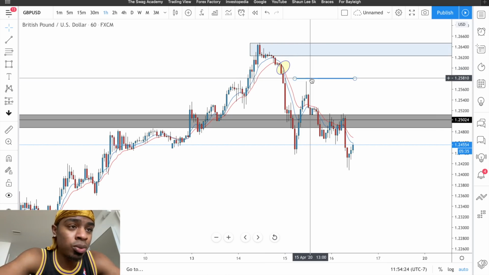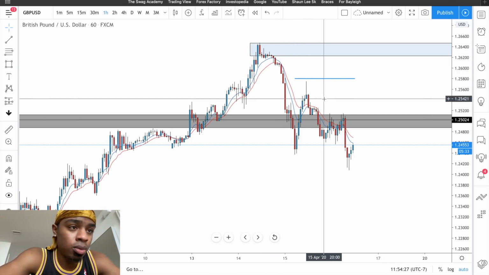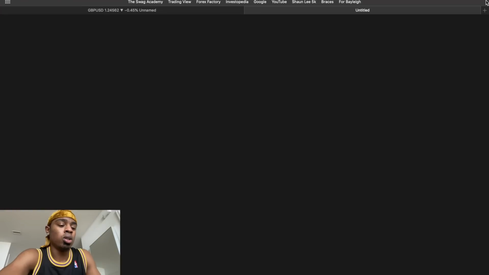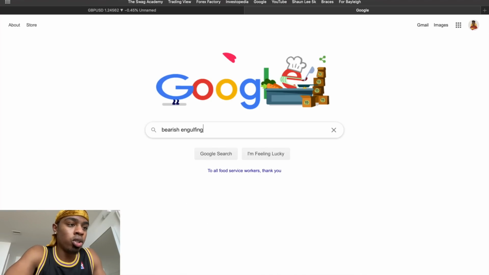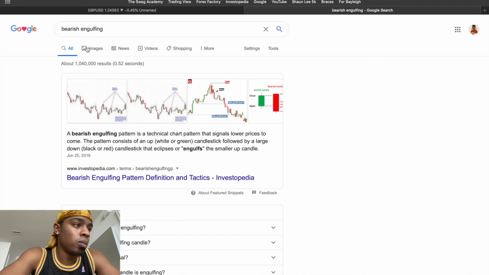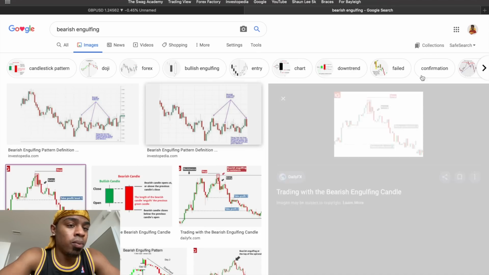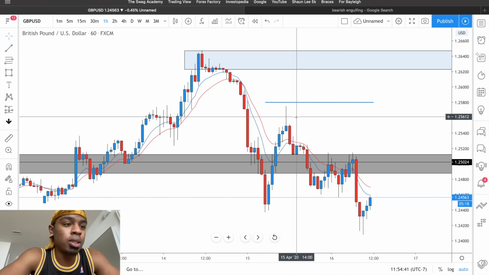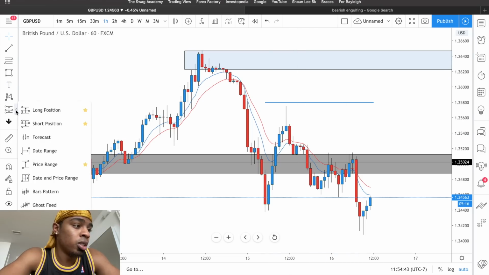Once it makes that lower high and that shooting star and that doji, guess what? Enter. Bearish engulfing. You guys should know what a bearish engulfing is. If you don't, it's obviously in my course, but type bearish engulfing, images, and then look, right here, bearish engulfing, big red over a small green or blue candle. That's exactly what you got right here. That could have been, should have been your entry.